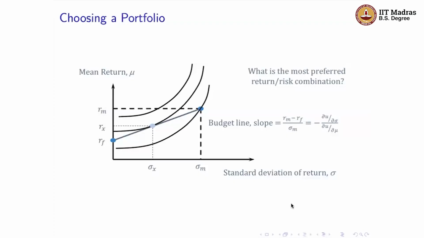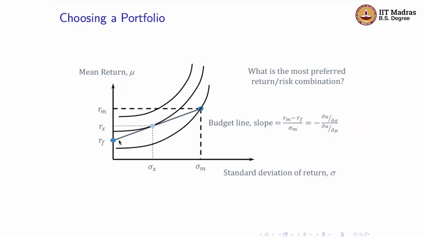So now that we have discussed how to represent preferences and how to discuss the budget line, we can actually put these two together and look at how an optimal choice would look like. So we have in this diagram the mean return on the y-axis, the standard deviation of return on the x-axis. We have the indifference curves. We have discussed what is the slope of these indifference curves.